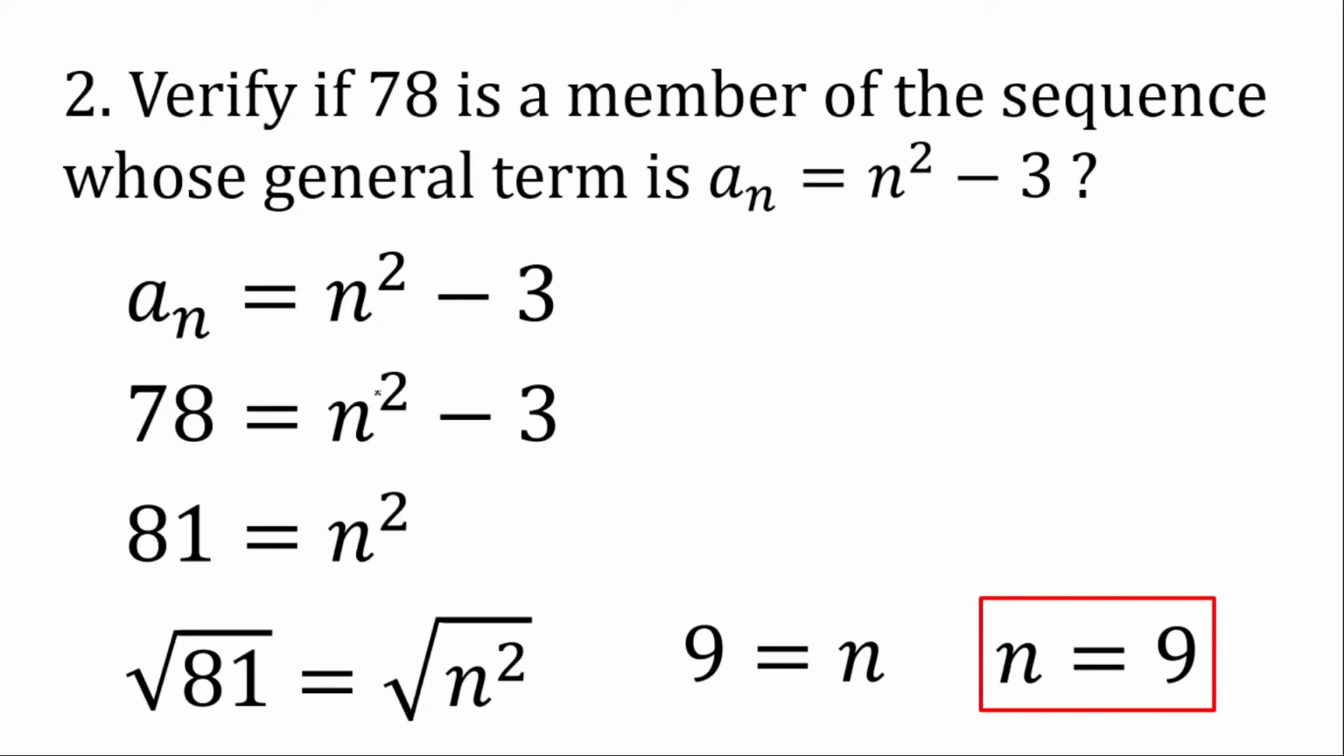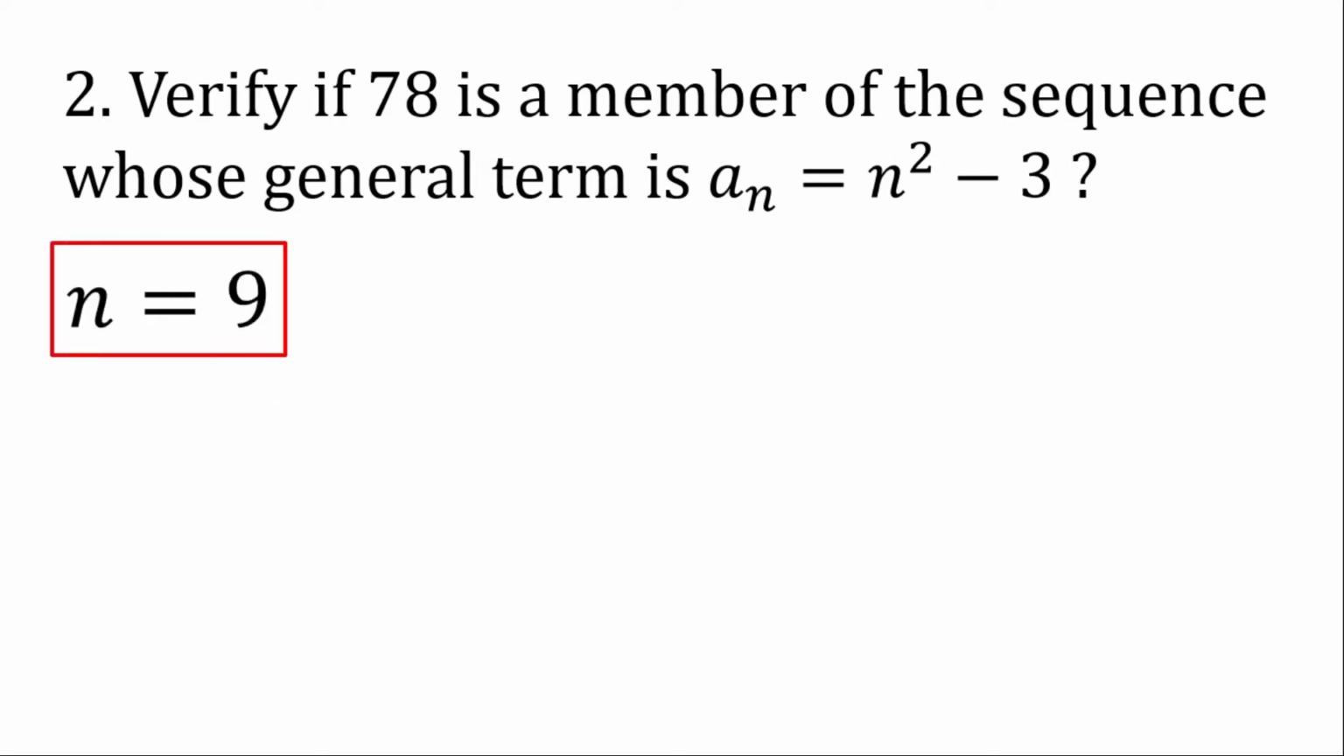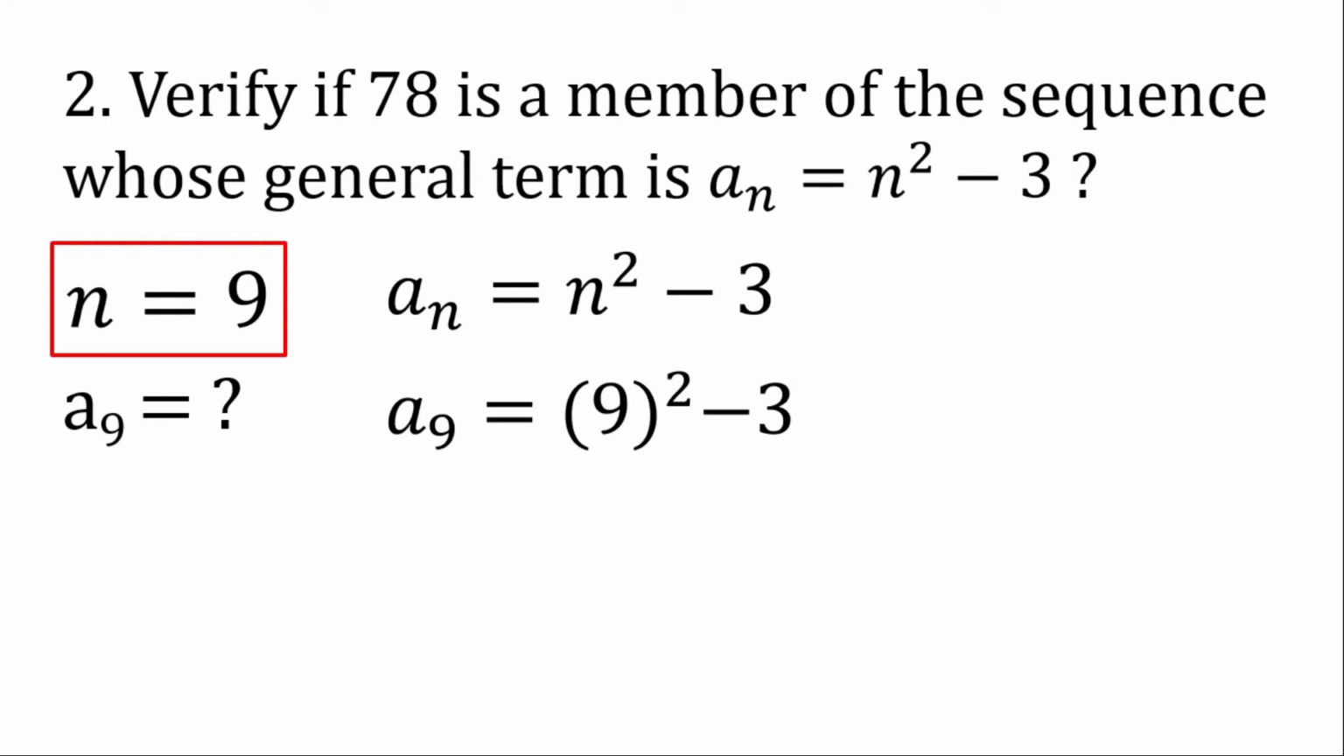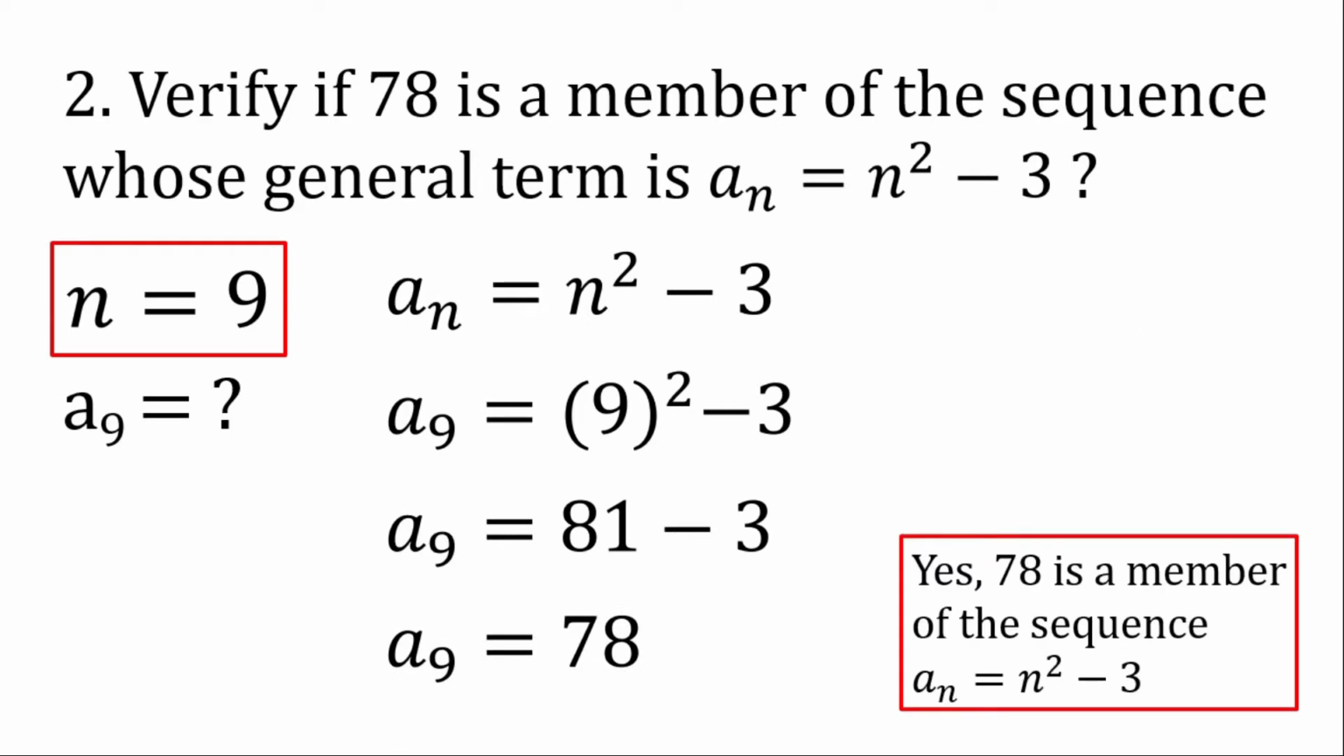If the value of n is a positive integer or counting number, then therefore 78 is a member of that sequence. Now let's check to make sure if the ninth term is 78. Now let's substitute 9 to n. So we have this. 9 raised to 2 is 81. 81 minus 3 is 78. So yes, 78 is a member of the sequence a sub n is equal to n squared minus 3.